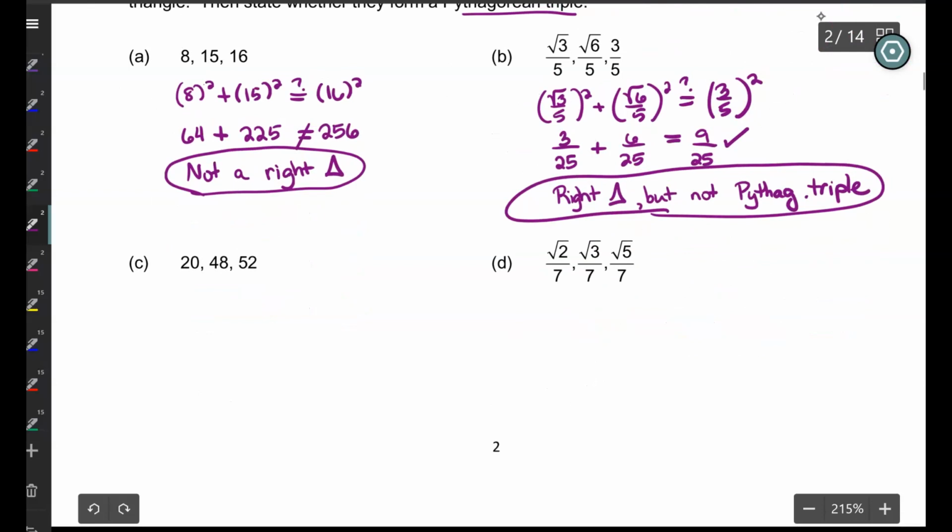Okay, so it's a right triangle but does not represent a Pythagorean triple due to the fact that there are square roots and fractions.